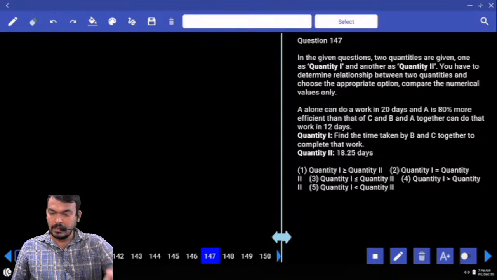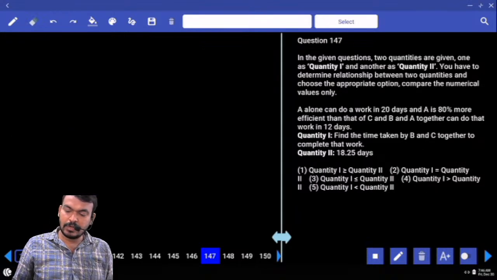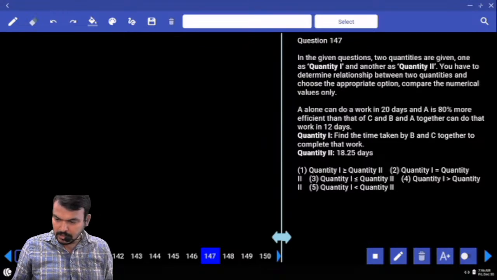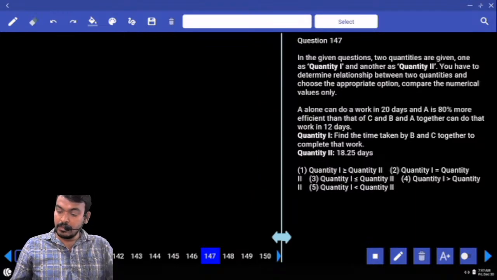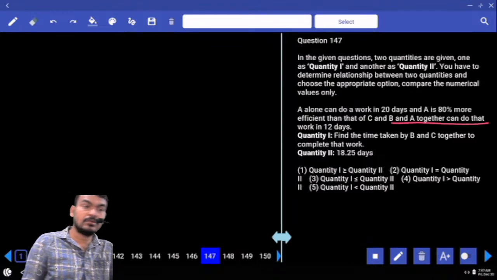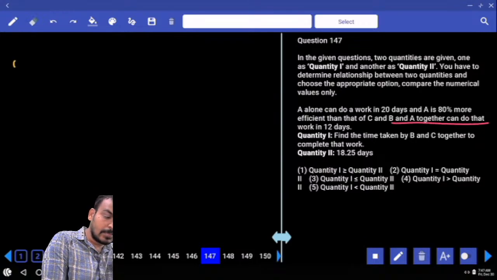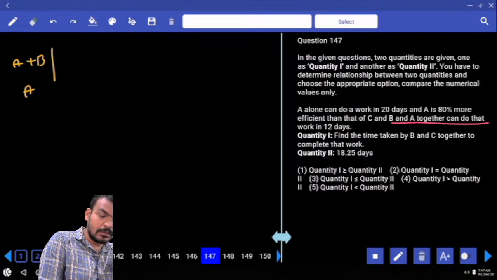Question 147. A alone can do a piece of work in how many days? 20 days. A is 80% more efficient than C. But B and A together can do the work in how many days? 12 days. B and A together in how many days? 12 days. What is the A plus B time? 12 days. A time is 20 days or not?